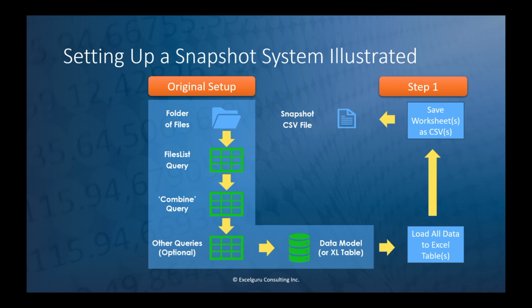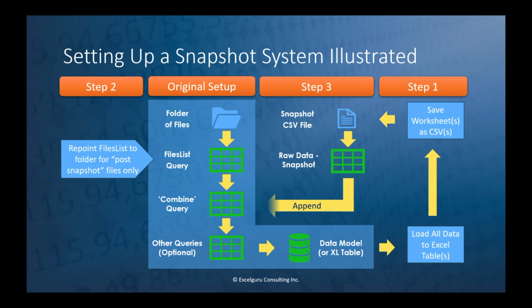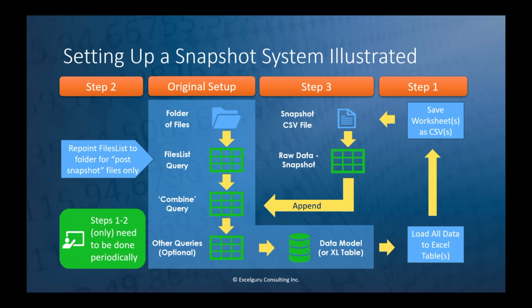Okay? Once I've got my snapshot done, in step two I'm going to either repoint the files list or, more likely, just drag the files that I've snapshotted out of that folder and put them in the historical folder so that they're not there anymore. At that point, step three is we import the raw data snapshot and we append it to the combined query. Okay, that's basically it. Steps 1 and 2 only need to be done periodically. Step 3 will never need to be done again. So it's a one-time setup that we're actually looking at.